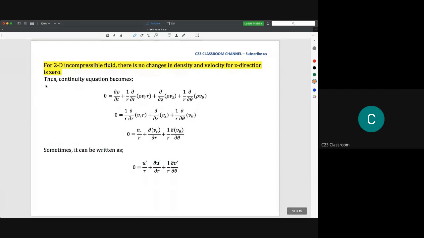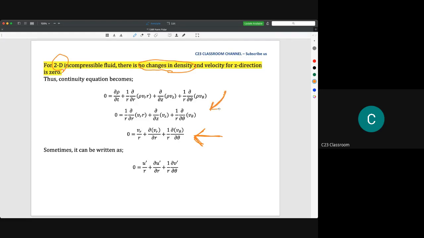So, and then we try to simplify this, because later on we will focus on two-dimensional incompressible fluid. Two-dimensional means there are no parameters for the z-axis, and incompressible means there are no changes in density. So we neglect all the terms, so the terms will become like this. So this is the basic idea. I hope you could expand this one.